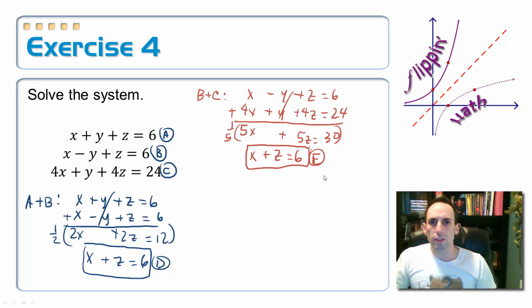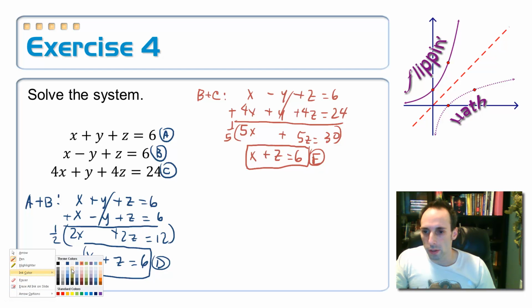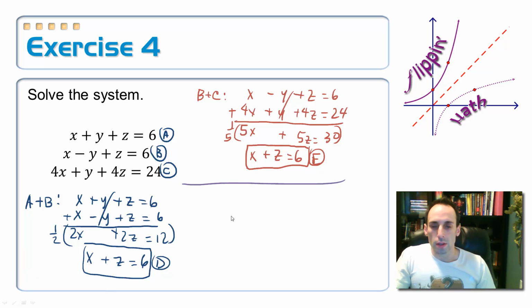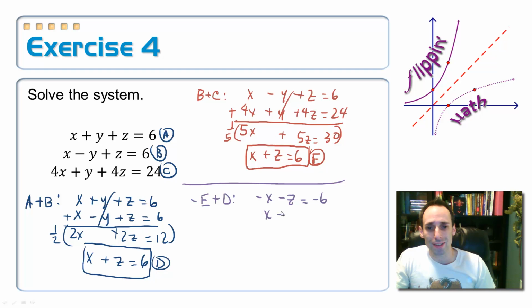What's going to happen if I subtract those equations from each other? I should end up with 0 equals 0. Let's just take a look at that. I'll go ahead and switch colors. Let's do purple this time. Okay, so let's go with negative E plus D. So negative x minus z is equal to negative 6, and we're going to add that to x plus z equals 6. Oh, those cancel, those cancel, those cancel. I get 0 equals 0. Indeed, that is a true statement. It's an identity.